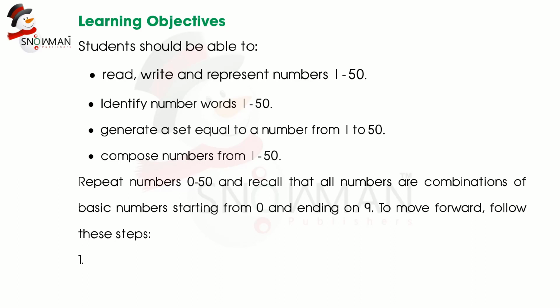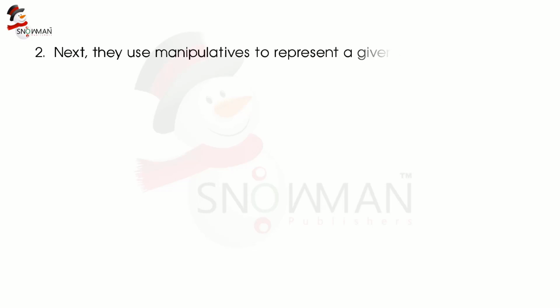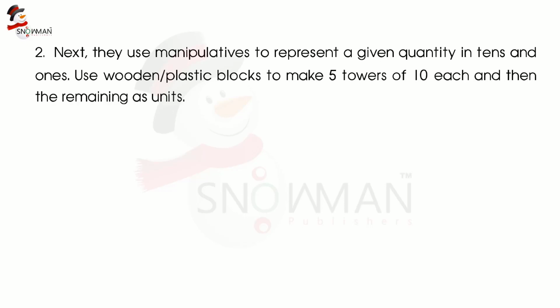1. Tell the children that numbers change because we only change the tens position and unit position. 2. Next, they use manipulatives to represent a given quantity in tens and ones. Use wooden or plastic blocks to make 5 towers of 10 each, and then the remaining as units.